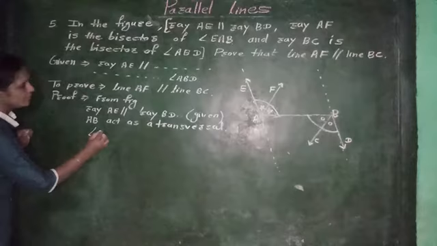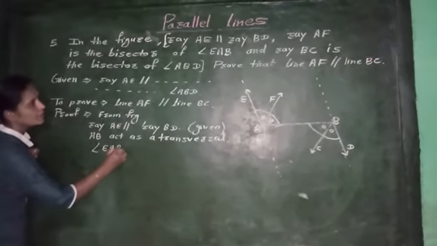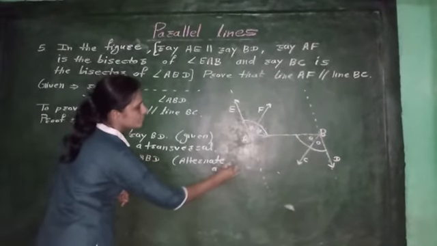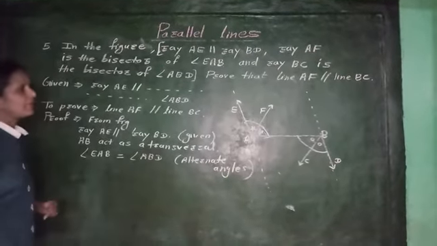Now here angle EAB, this whole complete angle, is congruent to ABD. By which test? It is the alternate angle test. In two parallel lines, if one is a transversal, then the alternate angles are congruent. So we write here angle EAB is congruent to angle ABD because of alternate angles. These are alternate angles.